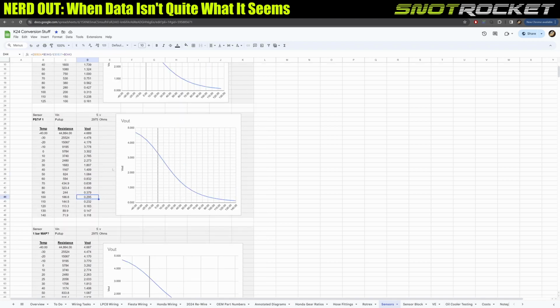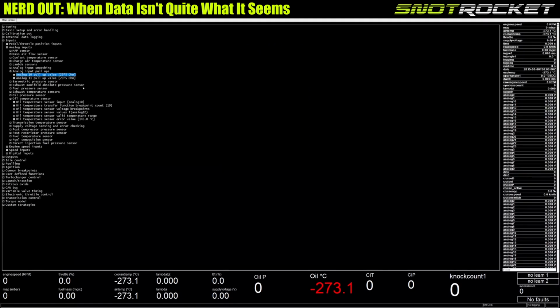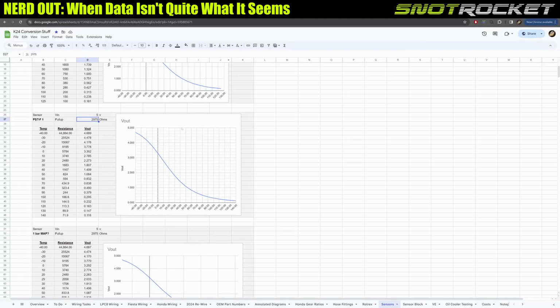So this chart here uses the pull-up value. We looked in the ECU here. We could see that we're using a 2975, roughly a 3 kilo ohm pull-up. We've got that configured into this chart. So what happens if we change that pull-up value? Now, I said that it's software switchable in the ECU, so I could go to 51,000, and let's do that and see how that changes the shape of the curve.